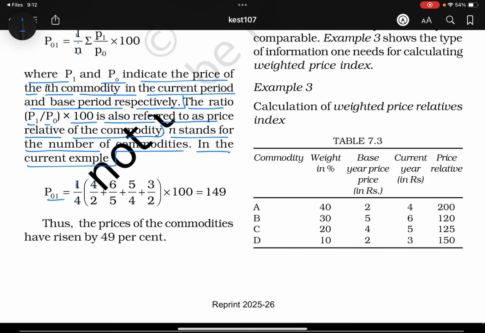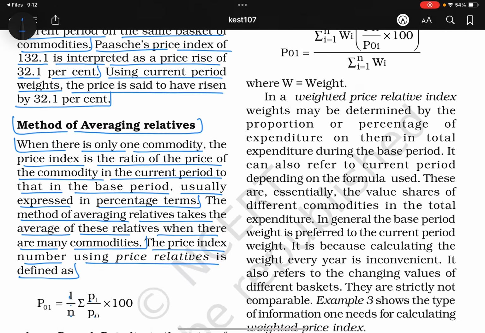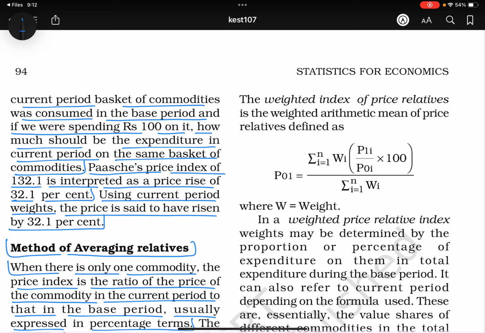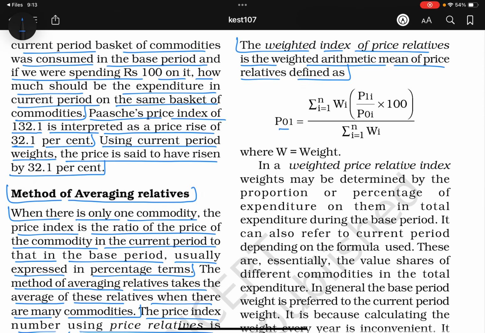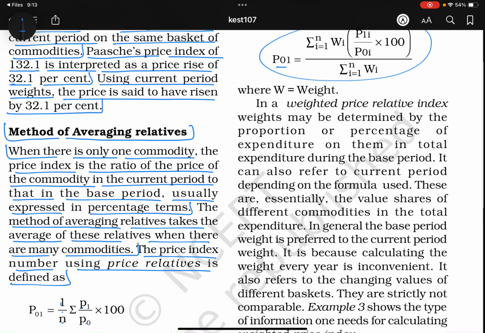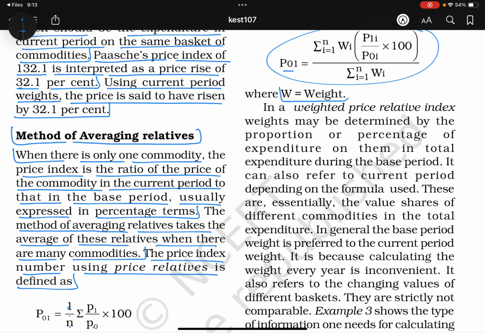P0 is 1 upon 4, 4 divided by 2, total answer करेंगे तो 149 answer आ जाएगा. Thus the prices of the commodities have risen by 49%. The weighted index of price relatives is weighted arithmetic mean of price relatives defined as P01 sigma ni, ये पूरा फॉर्मूला हो जाएगा where जहाँ पे W is weight, W क्या है weight है.